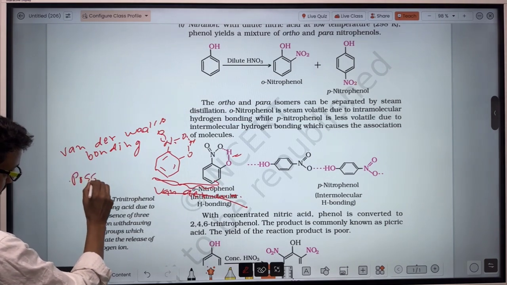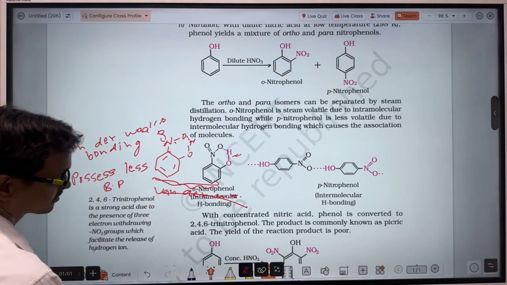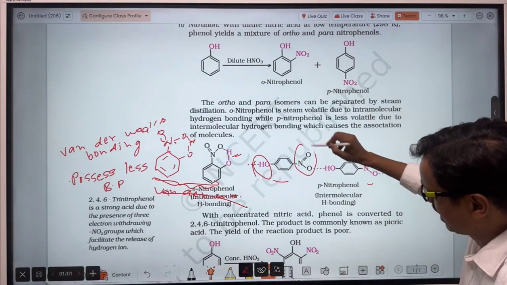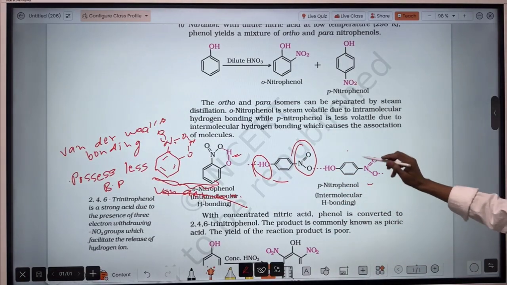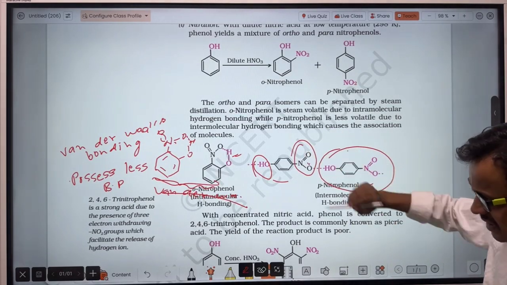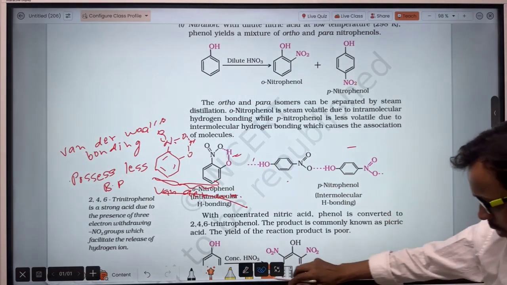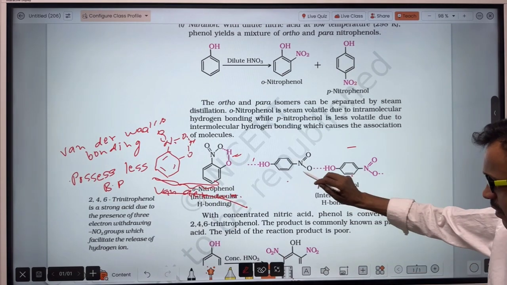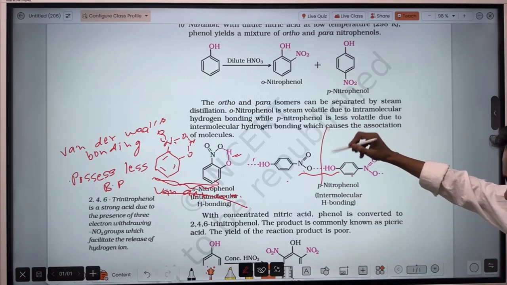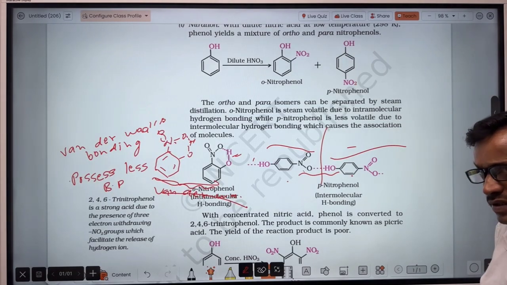and hence it possesses a lower boiling point. But in the case of para-nitrophenol, the OH group and the NO2 group are away from each other. So the OH of this molecule is bonded to the NO2 group of another molecule through hydrogen bonding. So it will be difficult to separate this molecule from this molecule. Therefore its boiling point will be high.